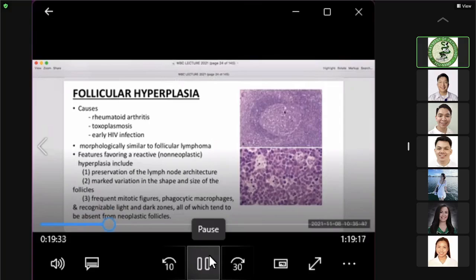We know that this is the germinal center or the lymphoid follicle with the surrounding parafollicular area or the T cell area. And then there is a marked variation in the shape and size of the follicle. So hindi uniform yung sizes and shapes of the follicles, as compared to follicular lymphoma, more or less similar ang size and shape. So frequent mitotic figures, maraming phagocytic macrophages, and you get to see light and dark zones, all of which tend to be absent from neoplastic follicles.